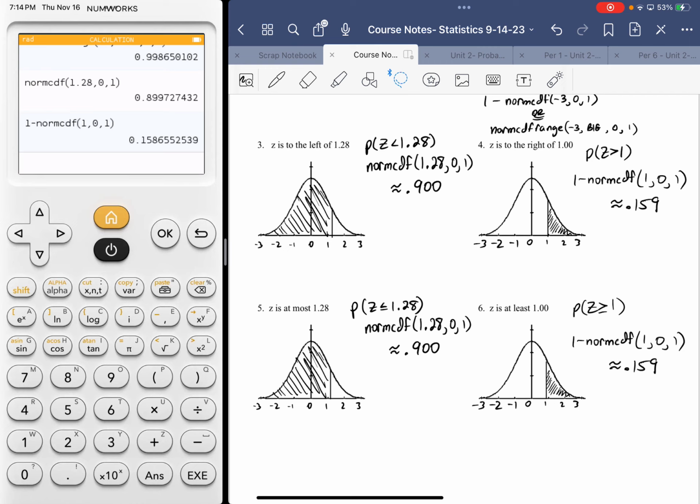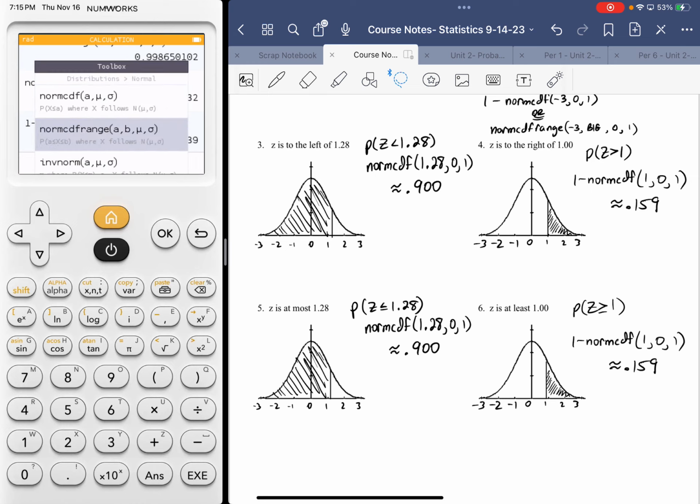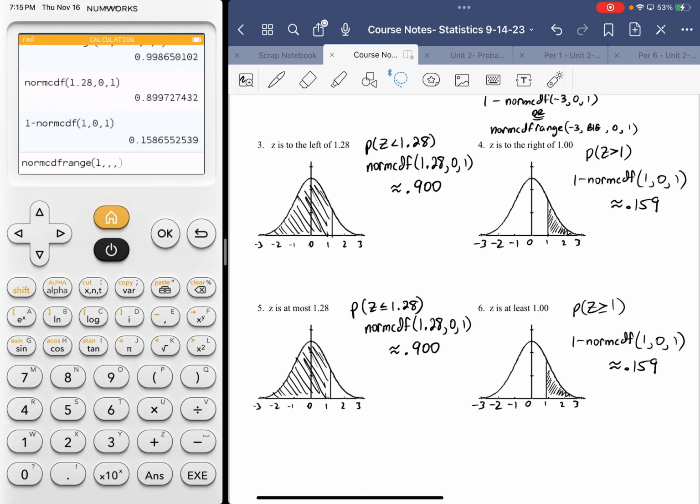Now, again, for numbers 4 and 6, I could have done norm CDF range. I would start it off at 1 and then just go to some big value. So if I did that norm CDF range, 1 to something big, 10 should be good enough, with 0, 1, it gives me the same decimal, so I'm pretty confident. And again, that high bound, I said 10, maybe you go 15, maybe you go 20.